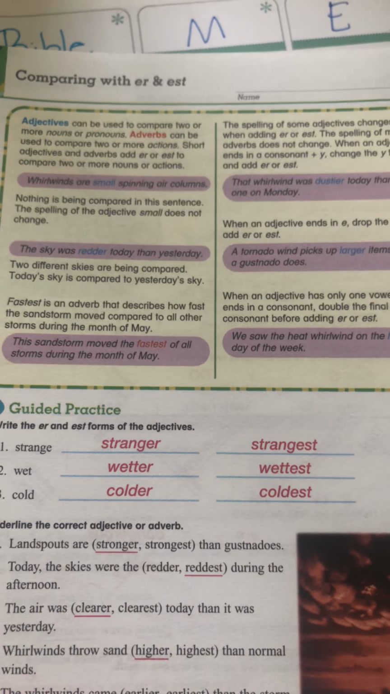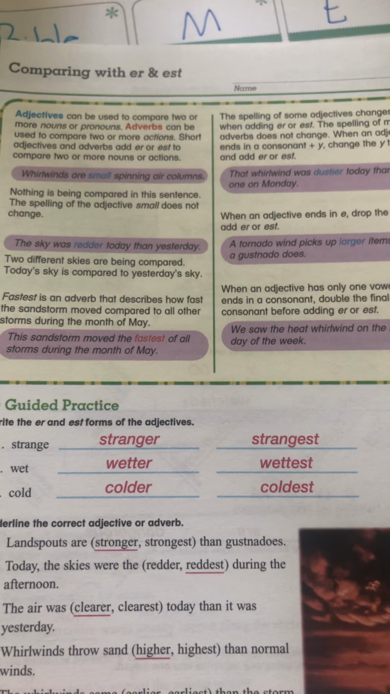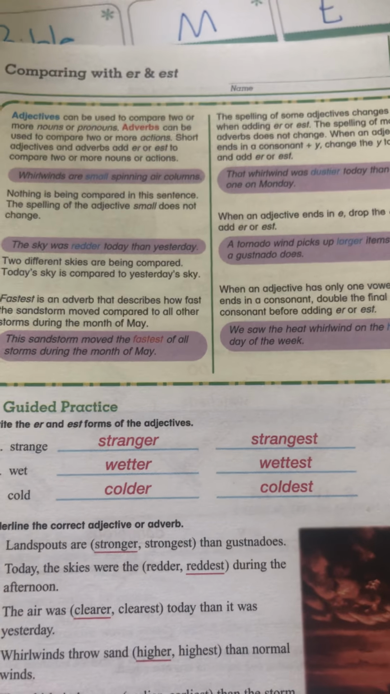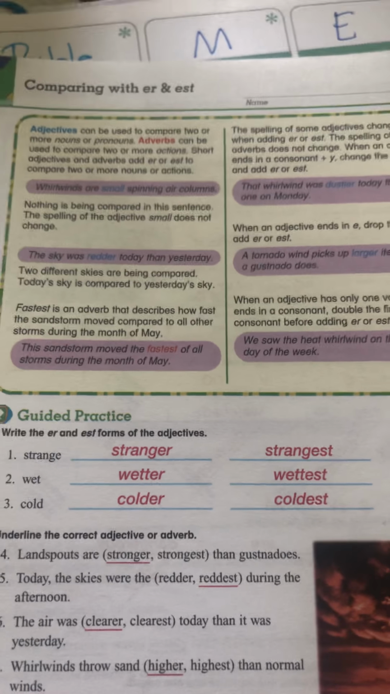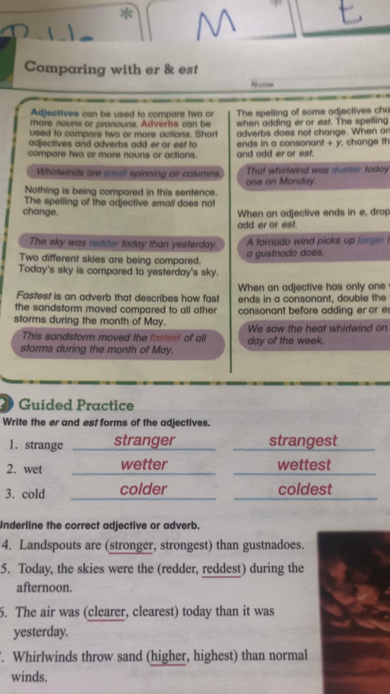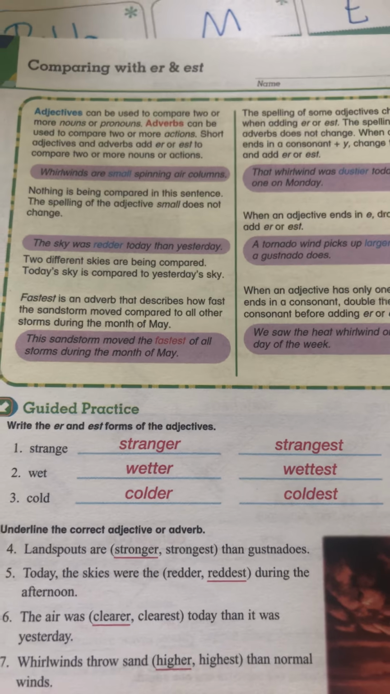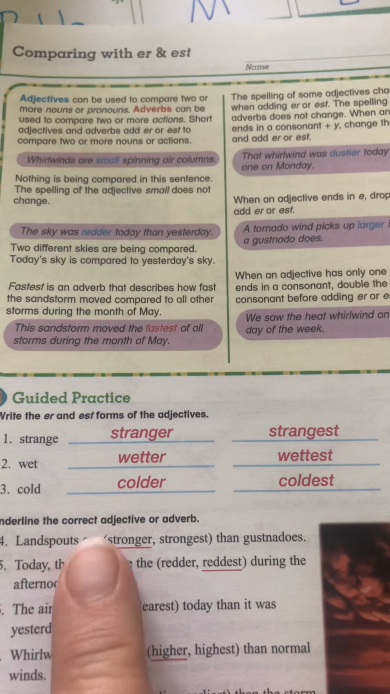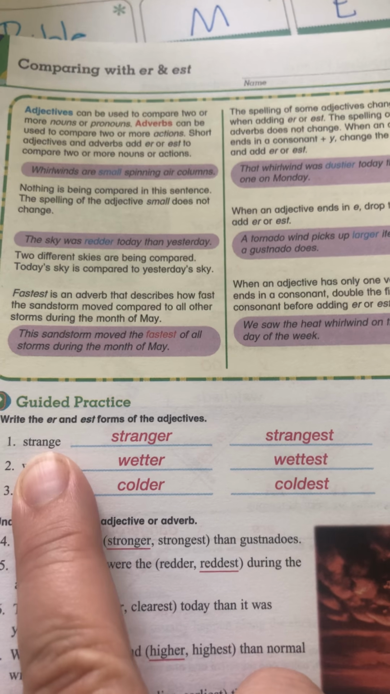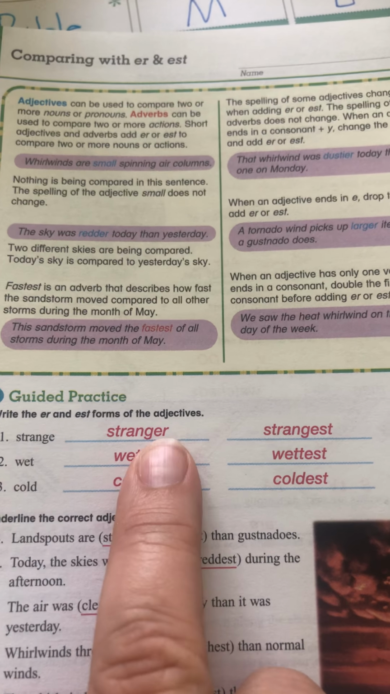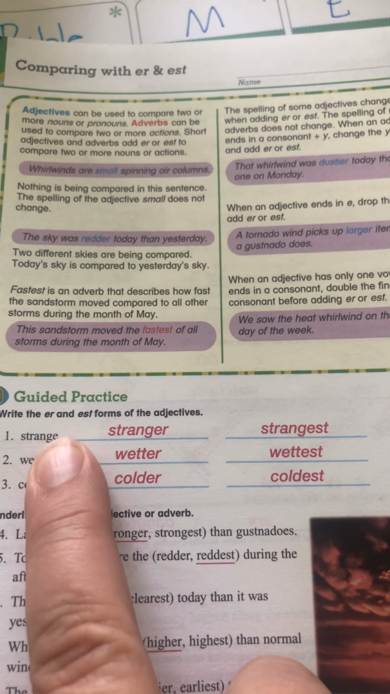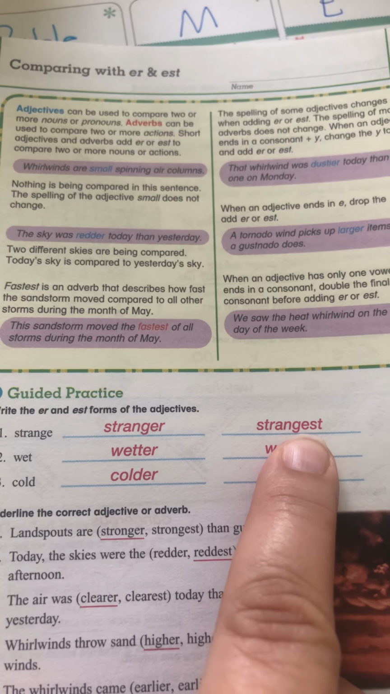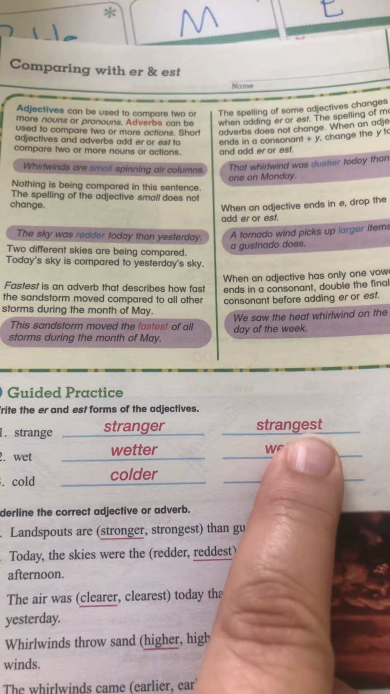There are some spelling rules that you have used when adding ED or ING, and those same rules apply when adding ER and EST because they are suffixes just like ED and ING. For example, here, strange. When we want to add ER, we take off the E and add ER. When we want to make strangest, we drop the E and add EST.